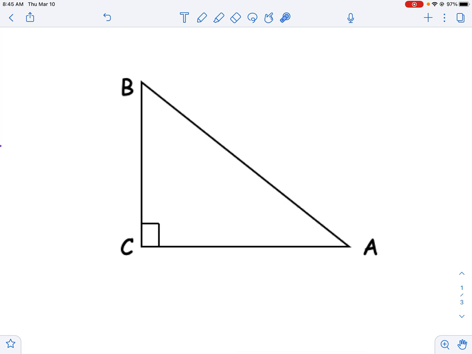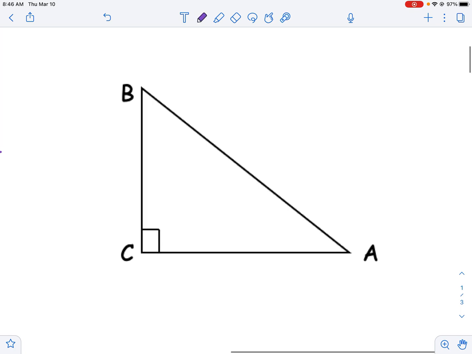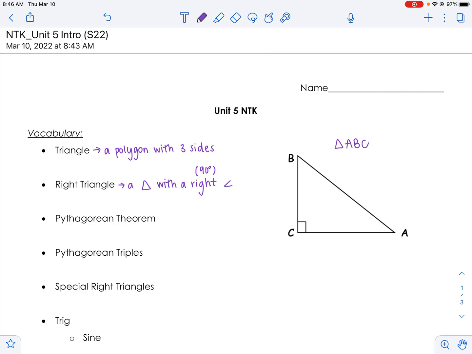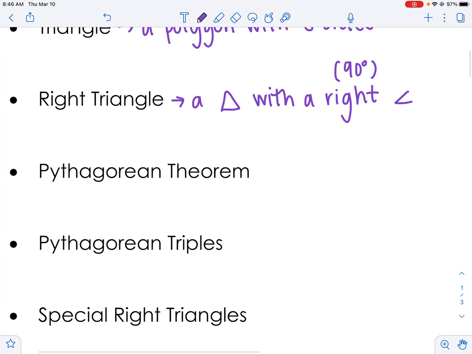So triangles are named with 3 letters. So I would call this triangle ABC. And I could say triangle BAC, BCA. We'll tend to stick with alpha order though. So this is triangle ABC. Now, in solving right triangles, you probably are familiar with Pythagorean Theorem. Now, maybe you remember it, maybe not. Pythagorean Theorem was a squared plus b squared equals c squared.